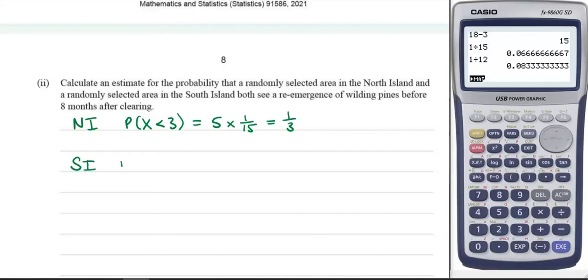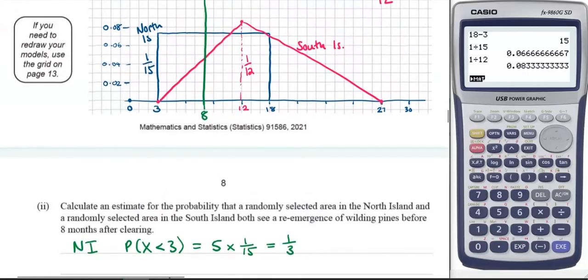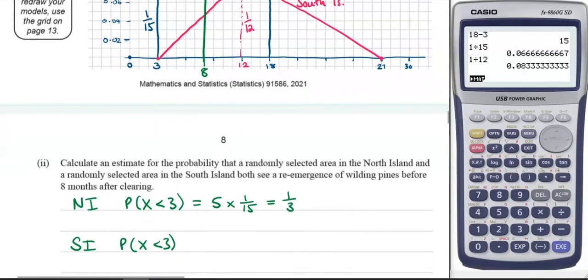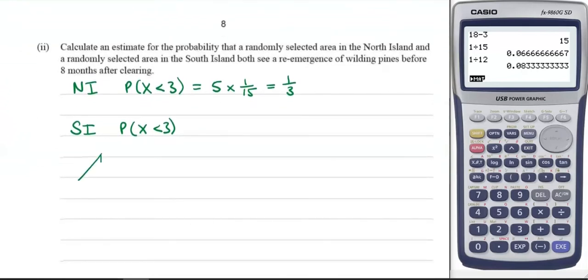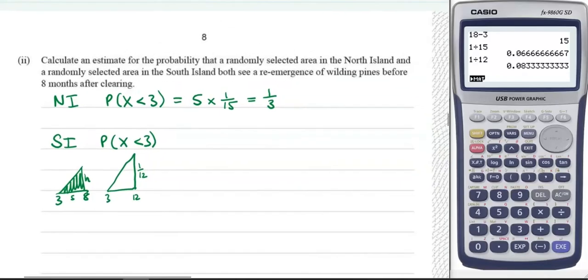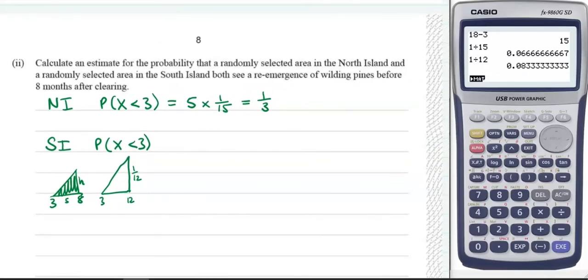For the South Island, the probability x is less than 3. For this, we need to just go have a look at what's happening with the triangles. So we want the area of this triangle here. And what I'm going to do is compare it to the big triangle here. I like to work with similar triangles. You can use the formula on the formula sheet. So the little triangle goes 3 to 8, so it's got a base of 5, and we need that height there so that we can work out its area inside. The big triangle goes from 3 up to 12 with a height of 1/12. So the base of this triangle is 9.